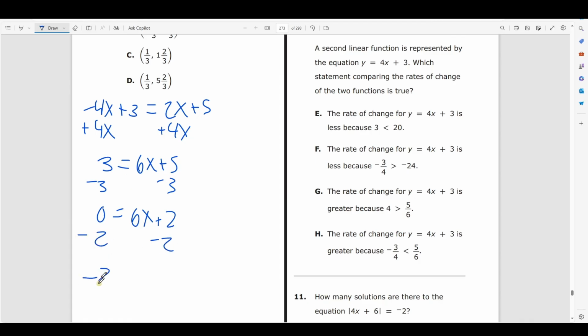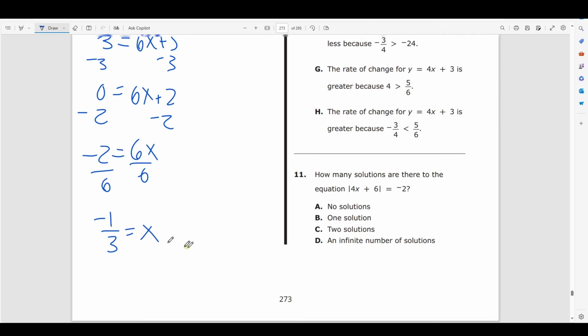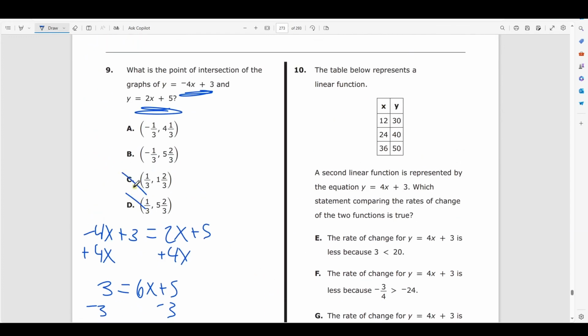I guess I'm doing this a little bit slowly. You have negative 2 is equal to 6x. Divide by 6 on both sides, and you get negative 1/3. If you simplify 2 over 6, you get negative 1/3 is equal to x. Okay, so this is my x value, negative 1/3, right?